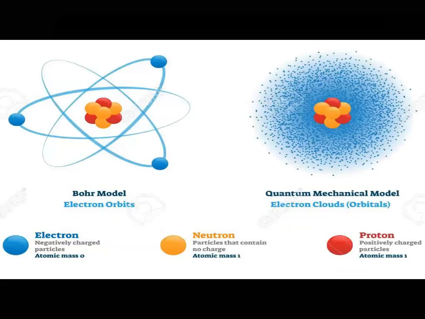Yes, this is Bohr's model. This is actually the Bohr-Sommerfeld model. And on this side you can see the quantum mechanical model. They have not given any particular paths for the electrons. The blue things are the electrons. The yellow things that you are seeing are the neutrons. And the red things are protons, right?